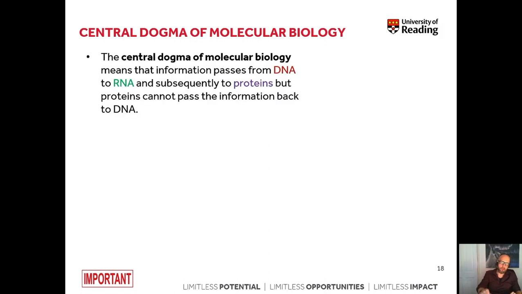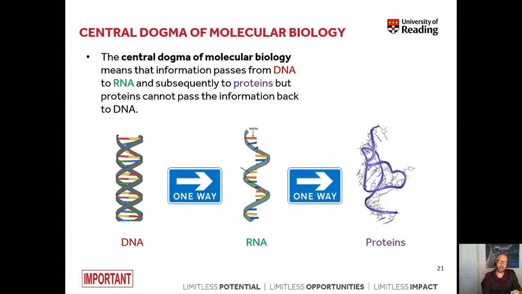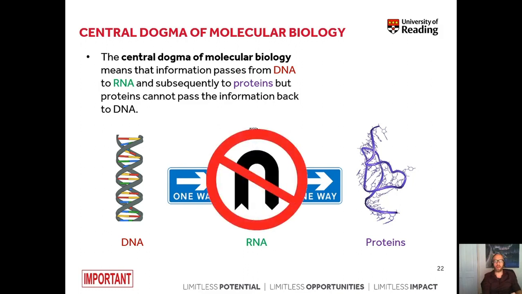biology. I hope you remember that I already told you in one of our previous lectures that the central dogma of molecular biology means that information passes from DNA to RNA and subsequently to proteins, but it cannot pass back the information. So this is a one-way process.